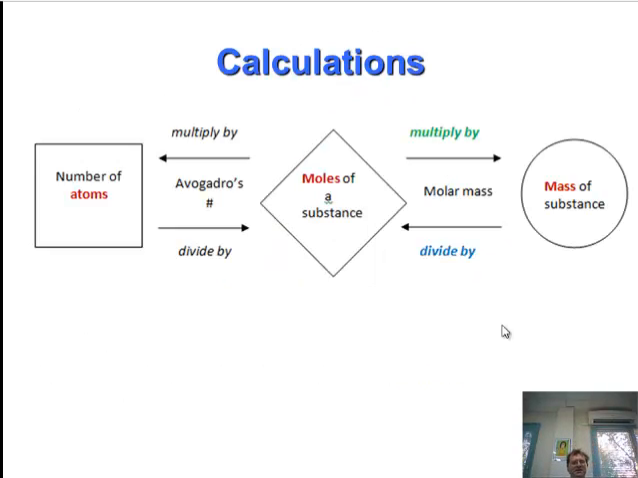There's two sets of calculations here, and they can be shown in a diagram like this. If I want to find out the number of atoms, I multiply the number of moles by Avogadro's number. If I want to find out the mass of something, I multiply the molar mass by the number of moles. Sometimes if I had the number of atoms, I'd have to work it out into the number of moles and then multiply it by the molar mass to give me the mass of the substance.